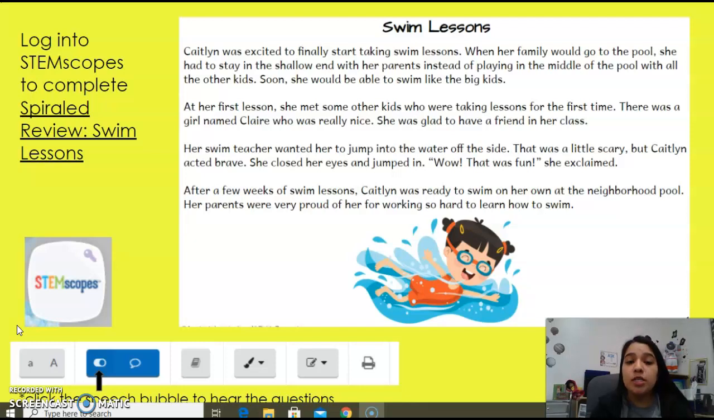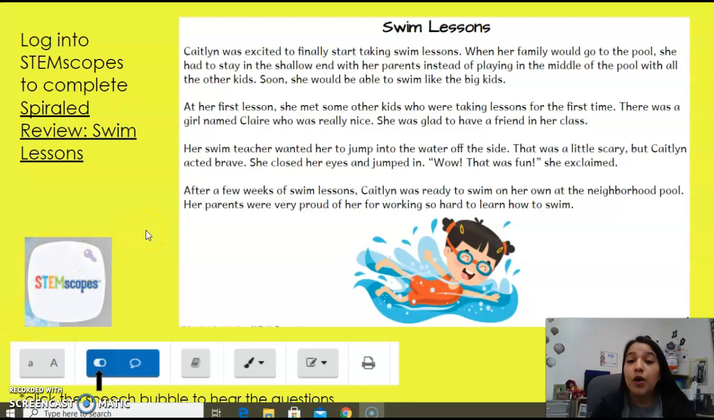Her swim teacher wanted her to jump into the water off the side. That was really scary. But Caitlin acted brave. She closed her eyes and jumped in. "Wow, that was fun!" she exclaimed. After a few weeks of swim lessons, Caitlin was ready to swim on her own at the neighborhood pool. Her parents were very proud of her for working so hard to learn how to swim.